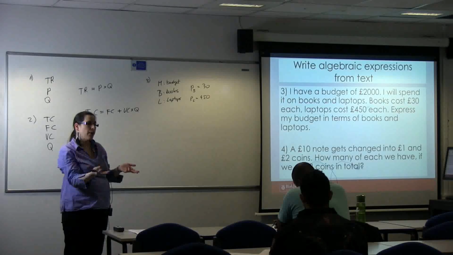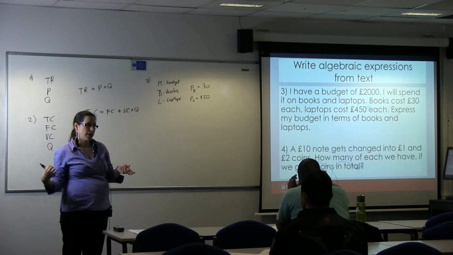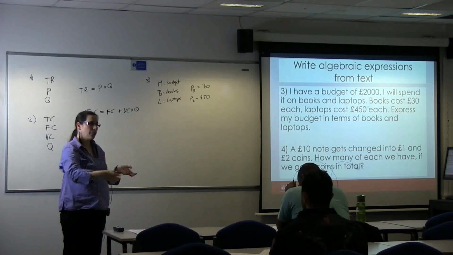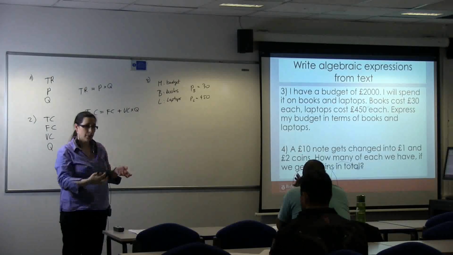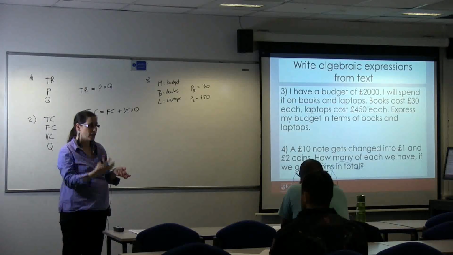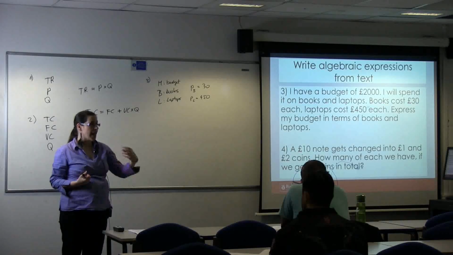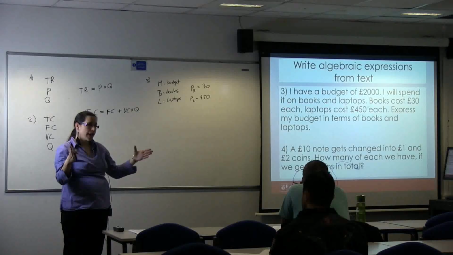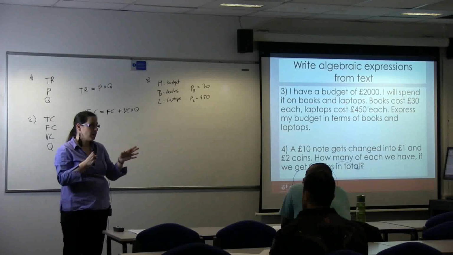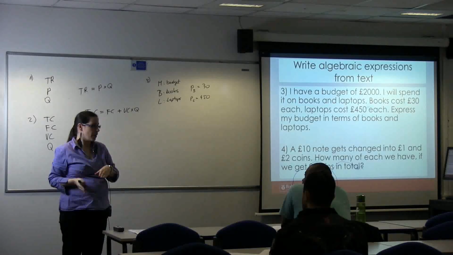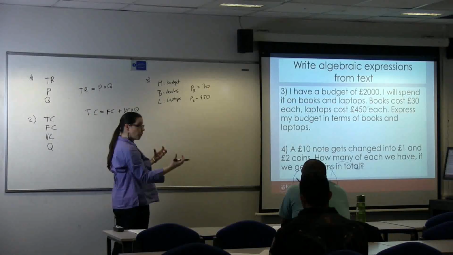So if you buy one laptop, that would cost you 450. If you buy two laptops, how much would that cost you? 900, double of that, and three, triple of that, and so on. Similarly for books, one book would cost you 30, two books 60, and so on. And together, when you add them together, that's when you can compare if you went over or you're still under your budget. So that kind of gives you, more or less, the mathematical formula.